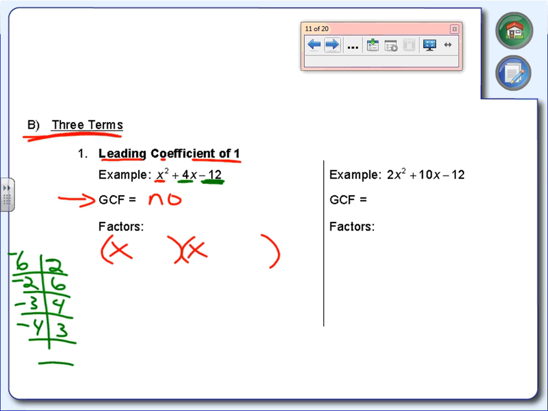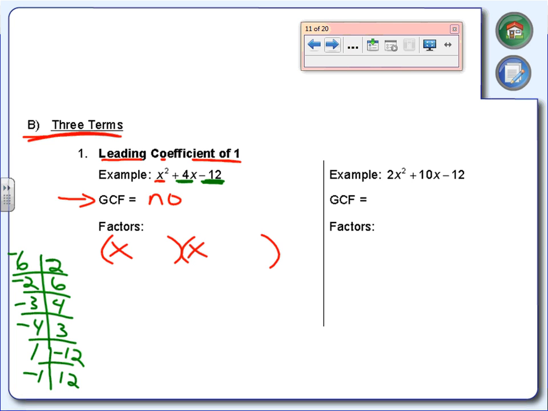Make sure you're putting these down on your paper, guys. This is a little scratch work out to the side. Anything else? How about 1 and negative 12? How about negative 1 and positive 12? Those would also give me negative 12, right? Now, we don't need all of those. The only one I need is the one that's going to add up to a positive 4.